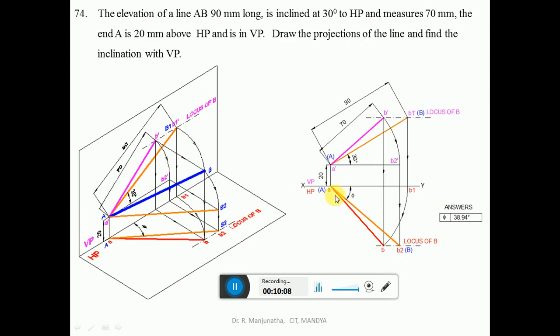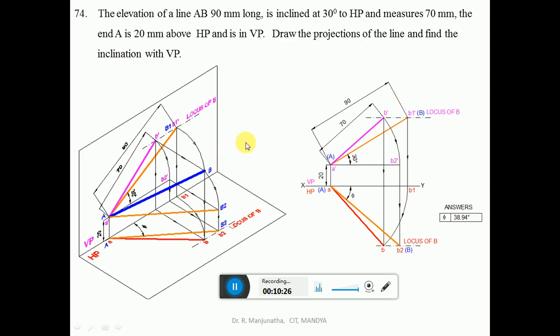Then, using the protractor, you measure the angle of true inclination with respect to VP, which is equal to phi, which is 39 degrees when you are doing it manually. When you are doing it on the computer, it is going to be 38.94. So this is how we are able to solve this problem in the sketchbook.